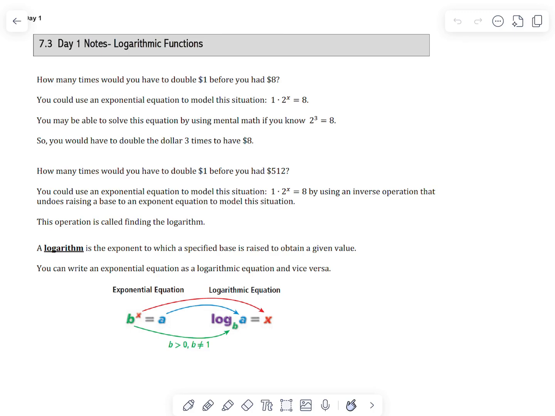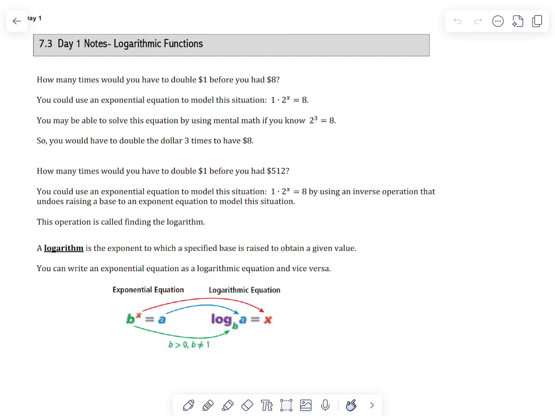All right, this is on logarithmic functions. How many times would you have to double $1 before you get to 8? You can use an exponential equation to model this situation. So it would look like 1 times 2 to the x, which equals 8.